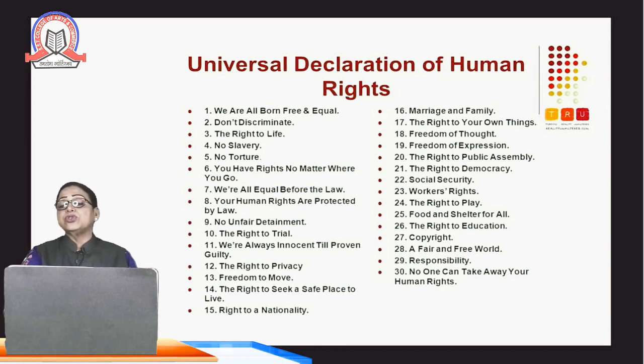The right to your own things. Whatever we possess, those are our things. We possess the right over that particular thing. Nobody else has to poke their noses into our properties or our belongings.